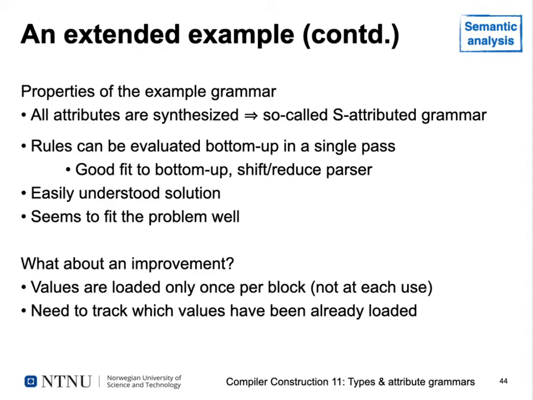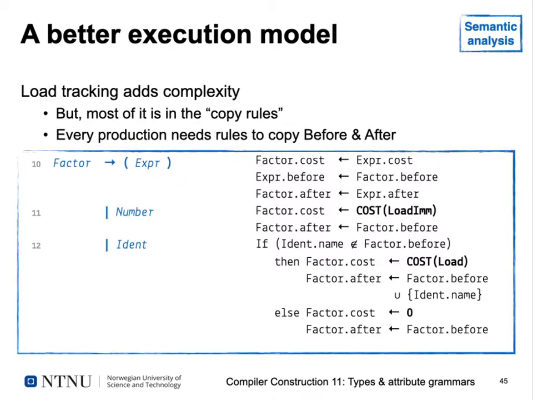And this means we need to track which values have already been loaded into registers in the same basic block. So we can do this like this. So this is a better execution model. This load tracking adds complexity, but most of it is in what we call copy rules. So these are the rules that copy over a synthesized attribute to a different level. So now every production needs rules to copy before and after. So essentially we have additional rules with before and after, and then we copy this up our tree.